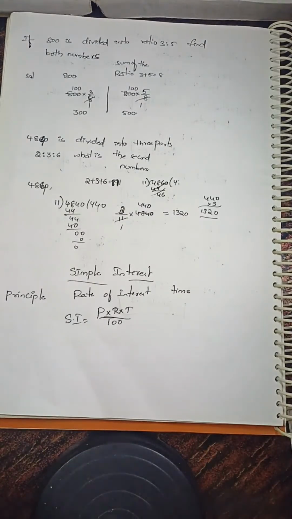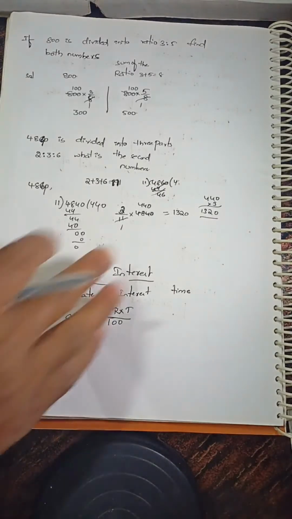Like this we have to do the simple interest questions. From simple interest you will get at least 1 or 2 questions every year compulsorily. We are going to get problems related to simple interest. I'll explain one small problem related to simple interest so that we can continue our class tomorrow morning.